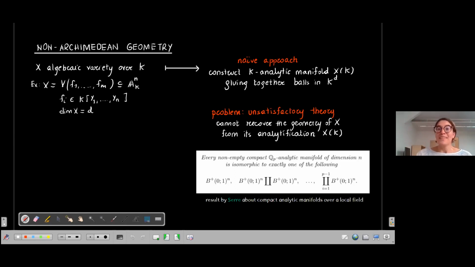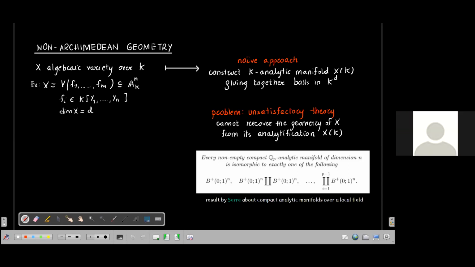So there have been many approaches to develop a theory that gives a good definition of what an analytic manifold over non-Archimedean fields is. Let me just mention a couple of names. So maybe you have heard about Tate's theory of rigid spaces, or also Raynaud's theory of formal schemes. But among the various approaches, a question, yes.